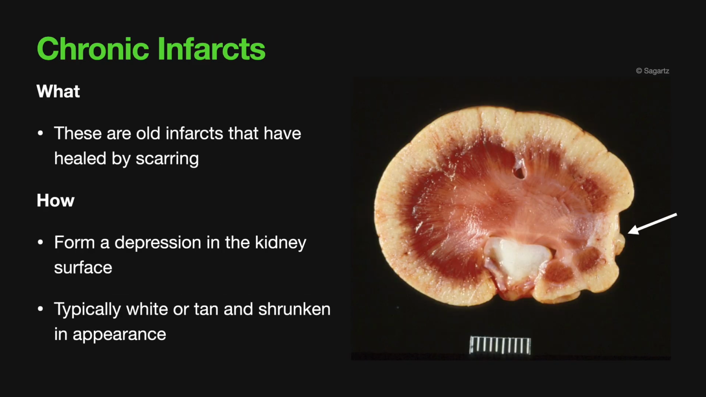Chronic infarcts are areas of infarction that have healed by scarring. That scar tissue is going to contract, which forms a depression within the kidney surface. These infarcts are typically white to tan and have sort of a shrunken appearance to them.